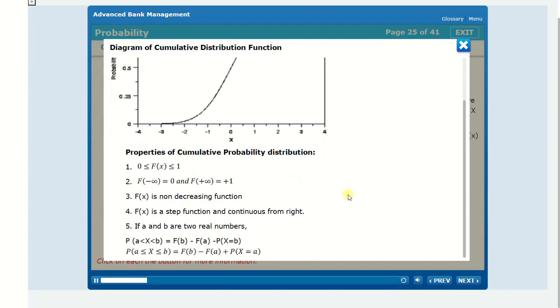Properties of cumulative probability distribution. 1. 0 less than or equal to F of x less than or equal to 1. 2. F of minus infinity equals 0 and F of plus infinity equals 1. 3. F of x is a non-decreasing function. 4. F of x is a step function and continuous from the right. 5. If a and b are two real numbers. Distribution function.